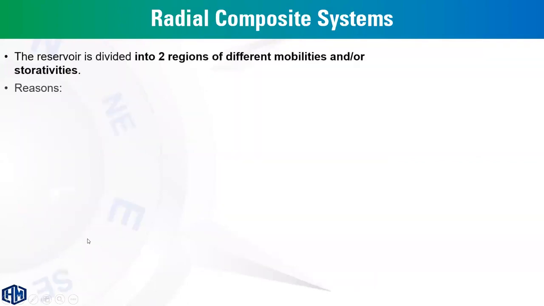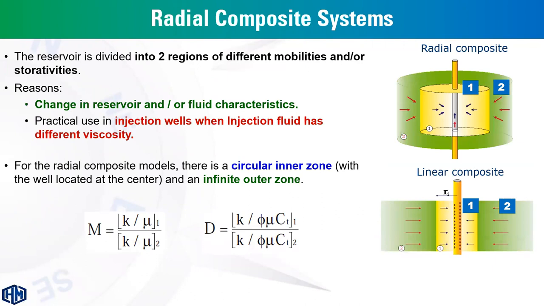To highlight one of the models for well testing interpretation, we have a radial composite system. In this system, as you can see, the reservoir is divided into two different parts or two different regions with different mobilities or storativity of the reservoir fluid, typically due to a change of reservoir rock and fluid parameters, like water injection, a change of water viscosity rather than the actual reservoir fluid, and so on. So this is the radial composite system.